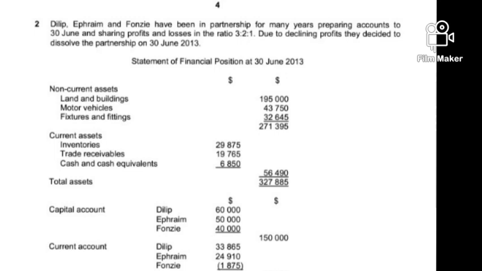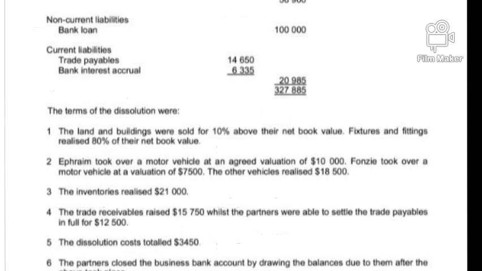So we are through with the assets and net book value. I'm now moving on to the liabilities, right? So the first liability that we have is trade payables, right? So trade payables are amounting to 14,650, right? So under the heading of liabilities, I'm going to record trade payables 14,650.